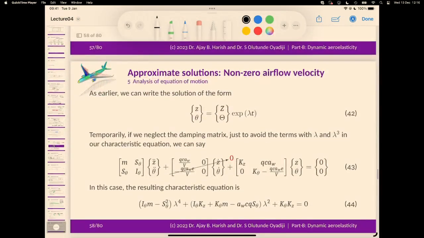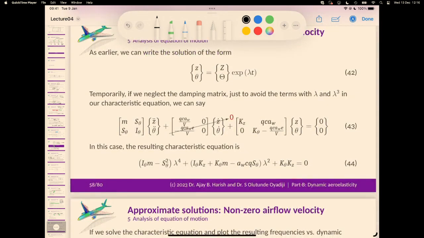Without loss of generality, just to make our lives easier, I'm trying to avoid damping because I want to avoid the terms like lambda cubed and lambda in my characteristic equation, because then I can solve it as a quadratic equation, just to make my life easier. At the end of the lecture, we'll try to see how to solve a more generic problem. So let's assume that the damping is zero. I'm again making an assumption here. We will try to see the scenario.